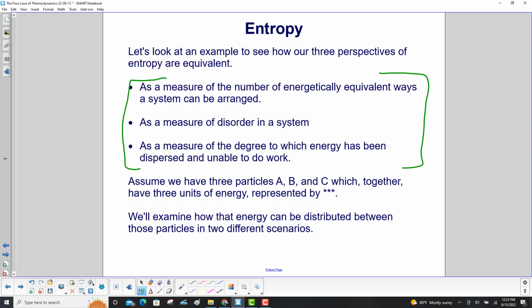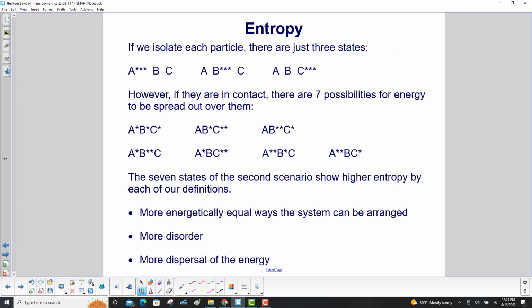We'll assume we have three particles, A, B, and C, which together have 3 units of energy, represented by 3 asterisks. We'll determine how that energy can be distributed between those particles in two different scenarios. The first will isolate each particle so it can have no interference with the other particles. So you have 3 states: all the energy with A, all the energy with B, or all the energy with C. But if they're in contact, there are 7 possibilities for energy to be spread out over them.